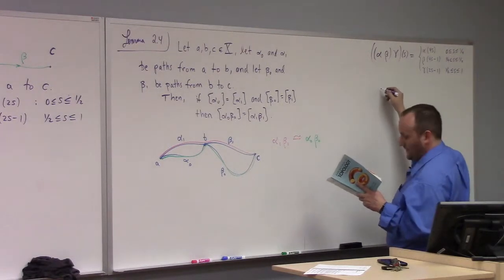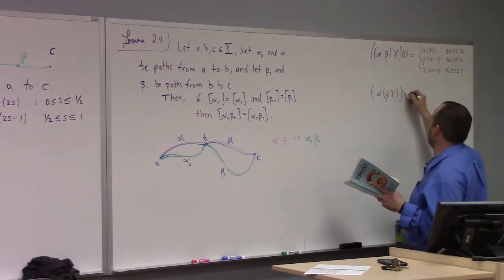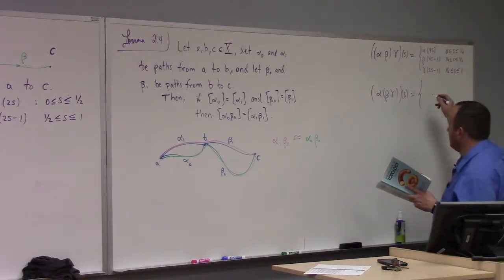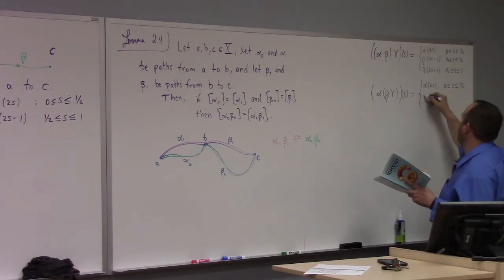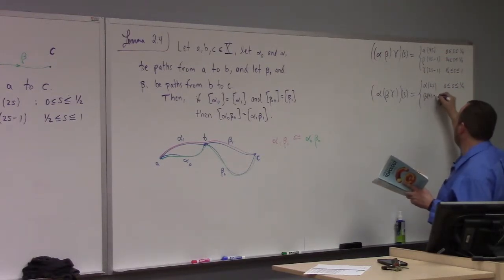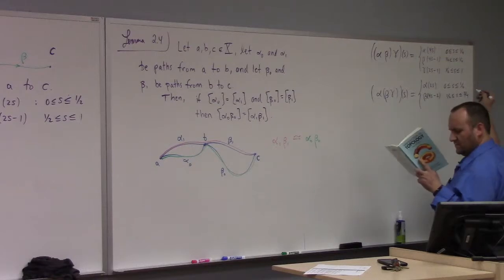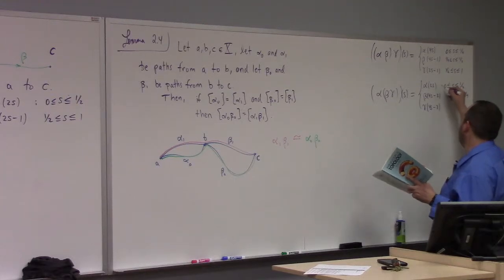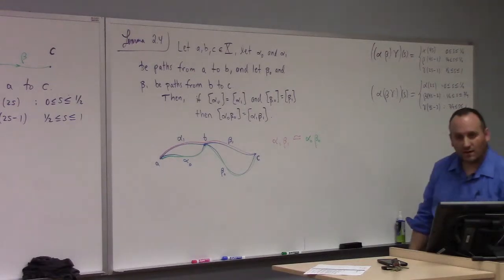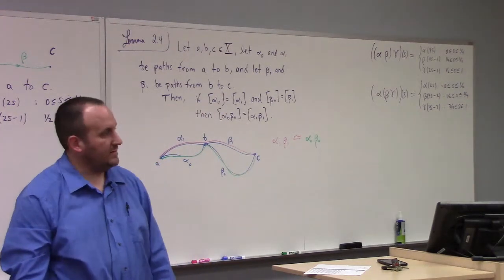In contrast, if you look at alpha, beta gamma, grouped the other way, of s, you get a different thing. You get alpha of 2s for 0 less than or equal to s less than or equal to 1/2, beta of 4s minus 2 for 1/2 less than or equal to s less than or equal to 3/4, and then gamma of 4s minus 3 for 3/4 less than or equal to s less than or equal to 1. So there's no reason that these have to be equal.